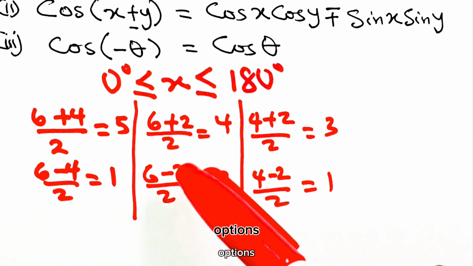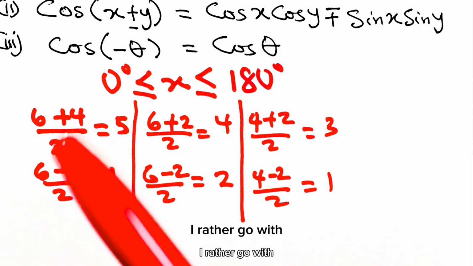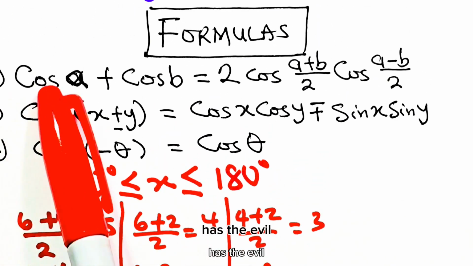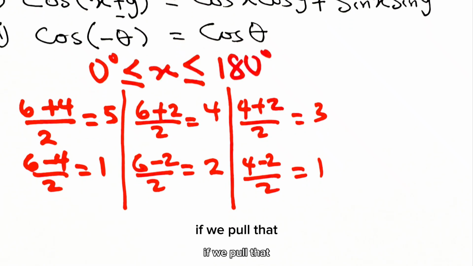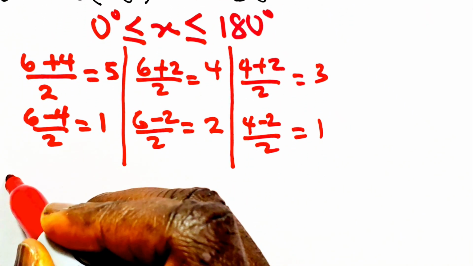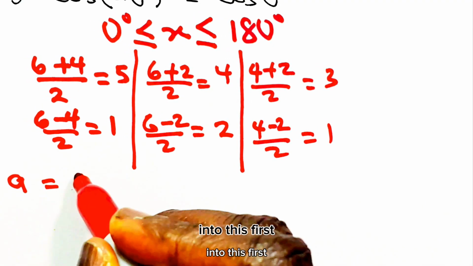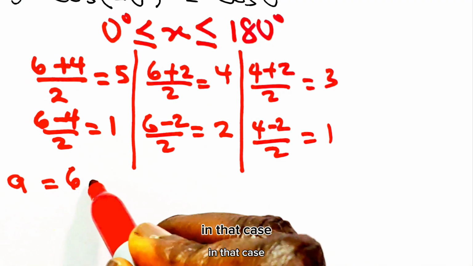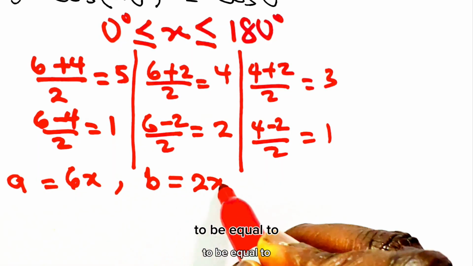I'd rather go with the one that has the even numbers. And if we put that into this first formula, let's see what we're going to arrive with. If we put that into this first formula, in that case, we are going to let a be equal to 6x and b be equal to 2x.